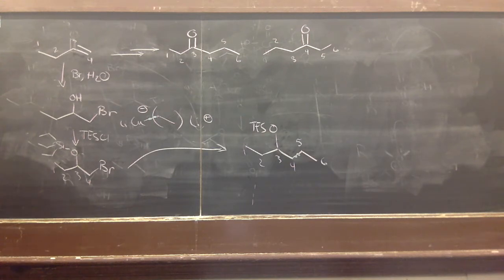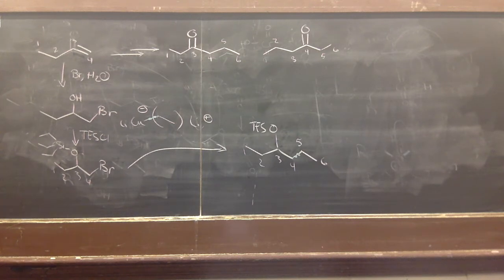How do you remove a TES group? Who told me how to put one on? Can anybody help them out? How do we remove a silyl protecting group? Yeah? You add acids. So certainly strong enough acids will remove it. So very, very strong acid is one way.